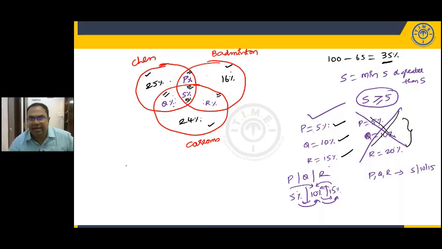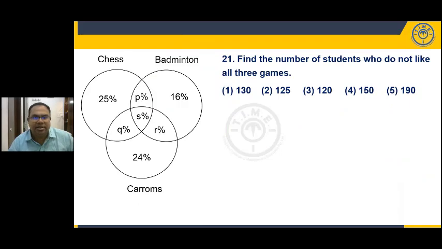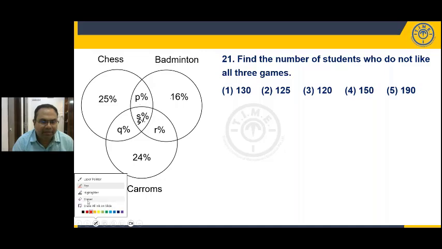Right? This is the data. And once you get this, this is how you look at this data. We'll look at 25, 16, 24. How much is S? We know S is 5%. Total is 200 now. S is 5%.